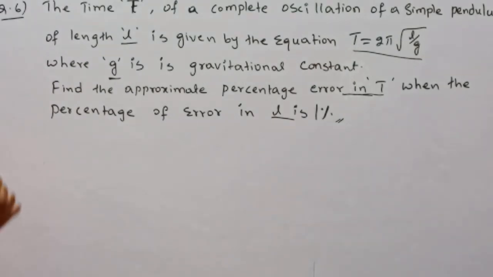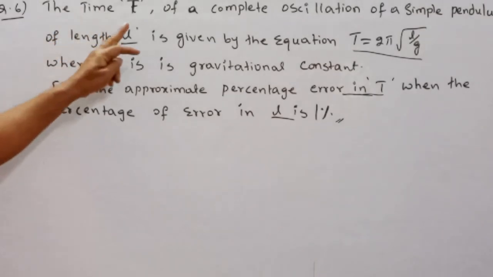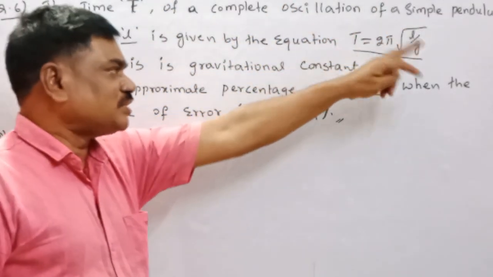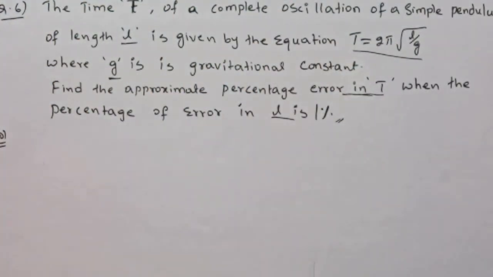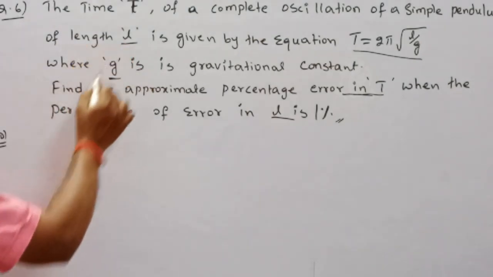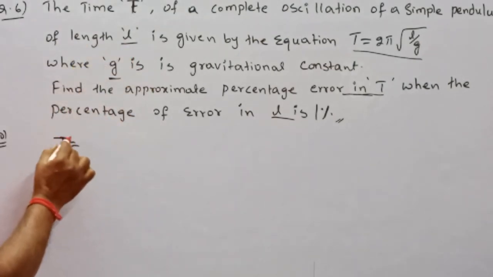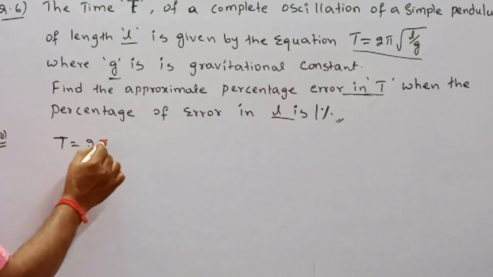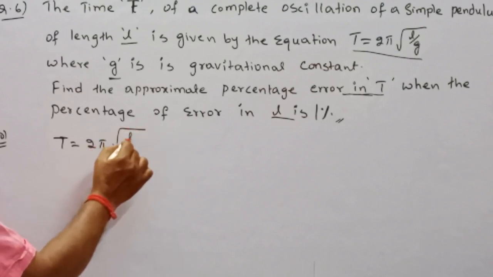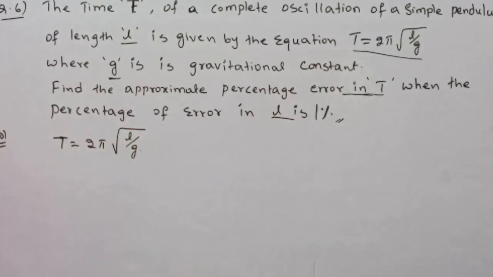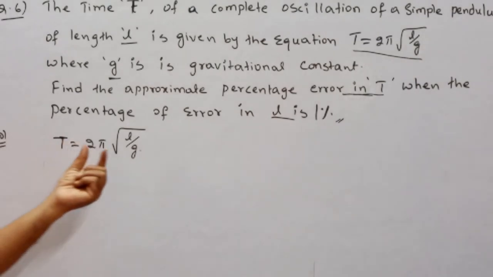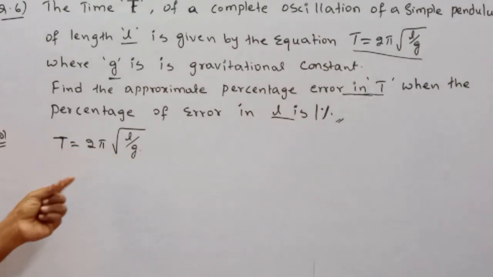Okay, all of you. Here, what we have given. T is the complete oscillation of a simple pendulum. So the relation between T and L, T is equal to 2 pi square root of L by g is given. We have to find, here g is a constant, 2 pi is a constant.